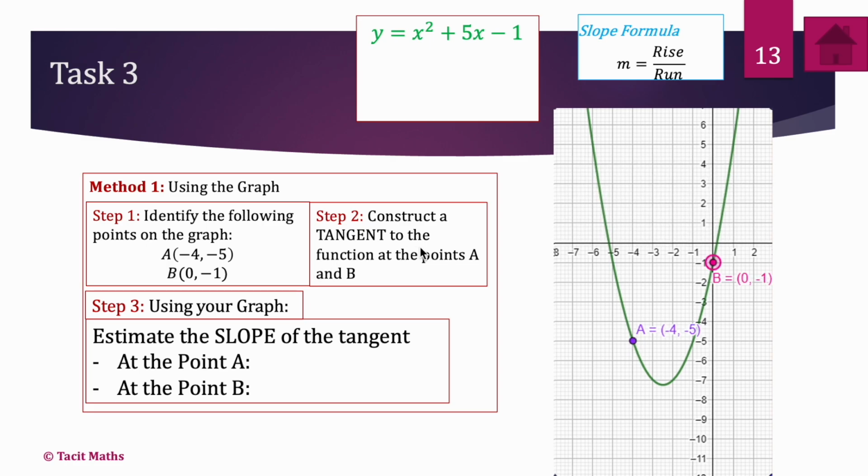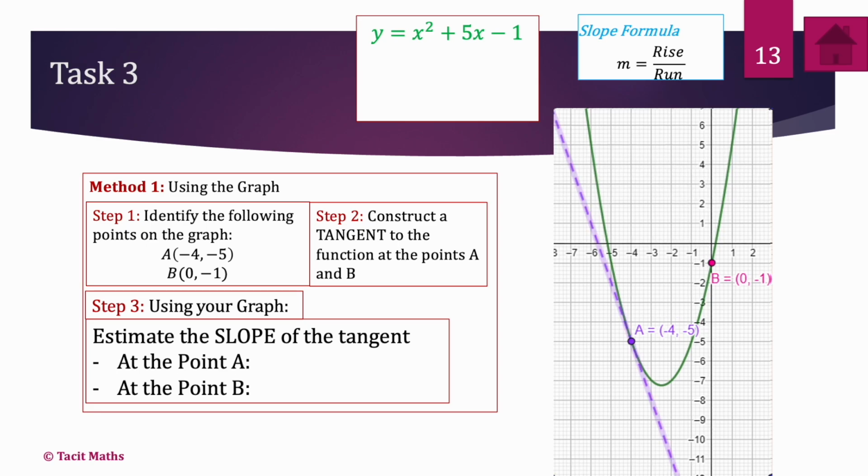If you're doing this physically, construct a tangent to the function, right? So it's going to be slightly awkward here. You might get it slightly incorrect. It's very difficult to get this 100% correct. But all you're doing now is drawing a tangent to this point A, right? So get out your ruler and just draw a straight line that only touches the curve at the point A, okay? And it doesn't go through the curve. It should end up looking something like this.